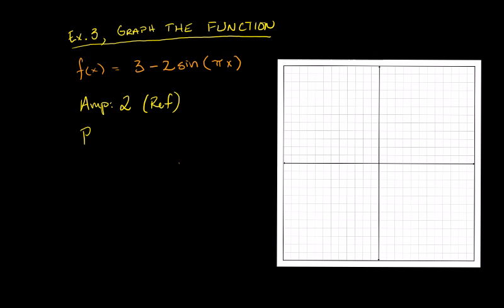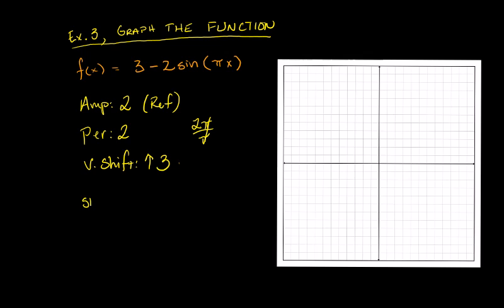Then the next thing would be the period, which we have that formula, 2 pi divided by pi. And notice the pi's cancel out, so that means the period's 2. That's weird. Or is it? Nope, it's not. Alright, and then you'd have the vertical shift. Okay, and the vertical shift is up 3 units.